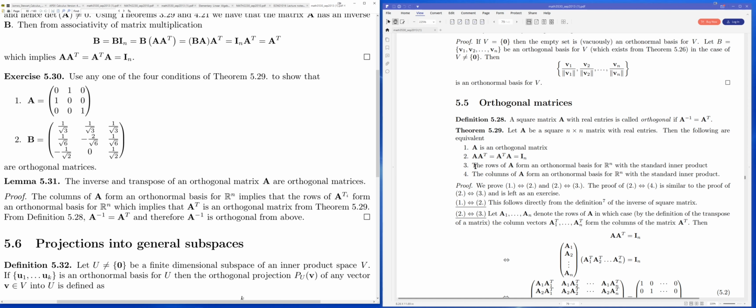A little more interesting is that if A is an orthogonal matrix, then the rows of A form an orthonormal basis for Rn. So it's probably easiest if you see an example of that. Consider this matrix over here. This is an orthogonal matrix. Now let's look at the rows and see if the rows satisfy condition 3. Well, your rows over here are linearly independent because of the position of the ones and the zeros.